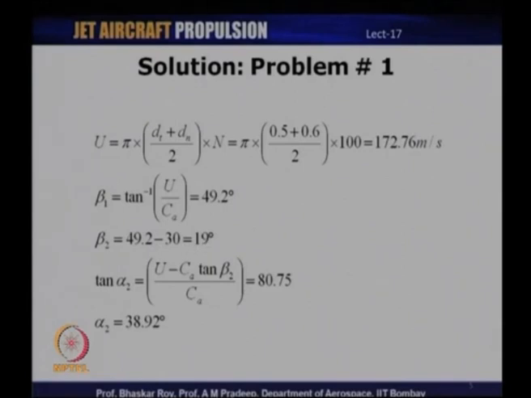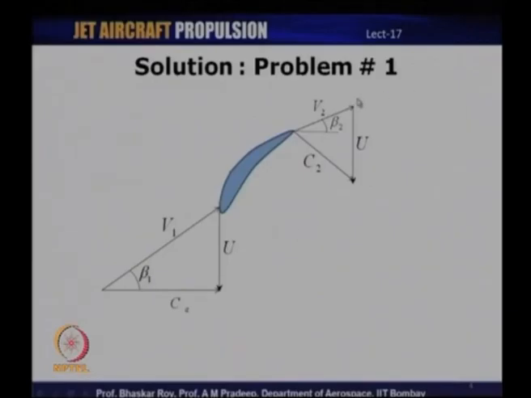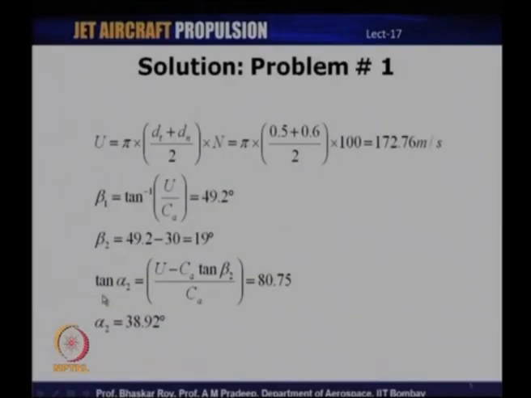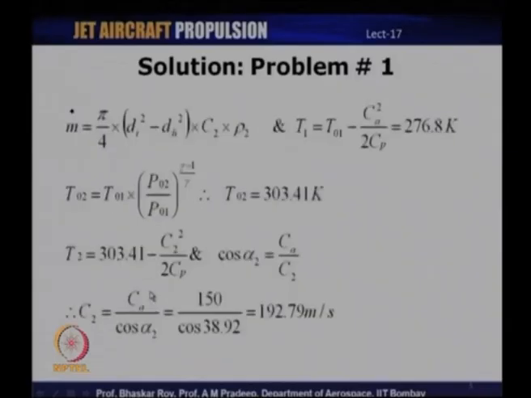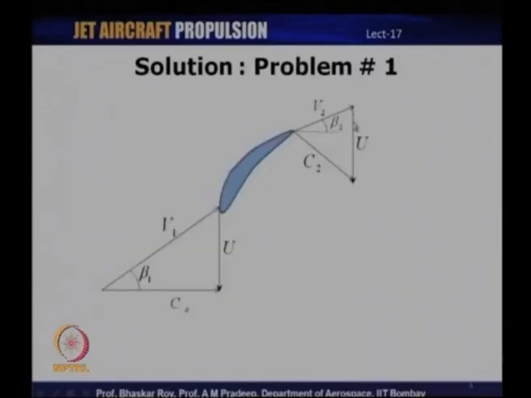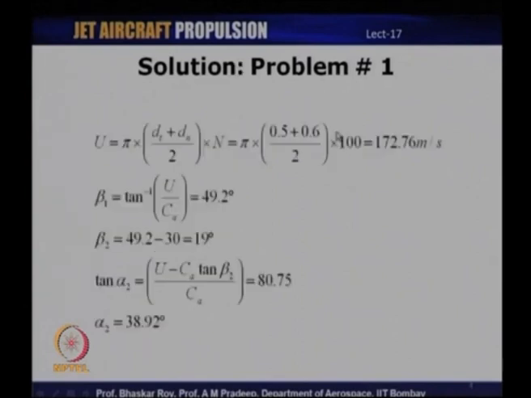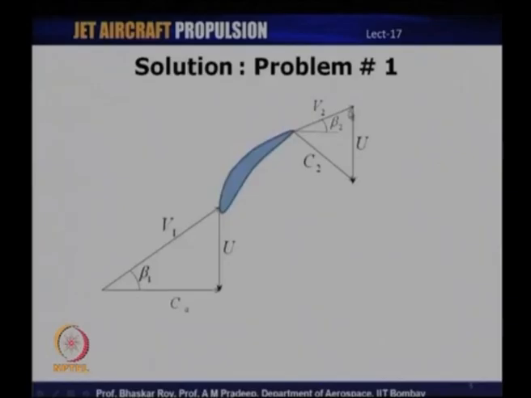So, we have now calculated the blade angle at the inlet and exit of the rotor. We now have beta 1 and beta 2. Now, if we know beta 2, we should also be able to calculate some of the other parameters. For example, tan alpha 2, which is the angle of the absolute velocity at the exit, is U minus C A into tan beta 2, divided by C A. This is U, and this component is U minus C A into tan beta 2, divided by C A, because it is given that there is no change in axial velocity as it passes through the rotor.